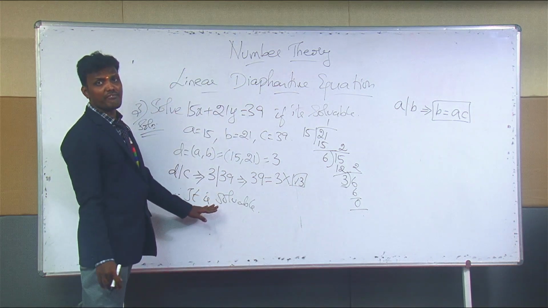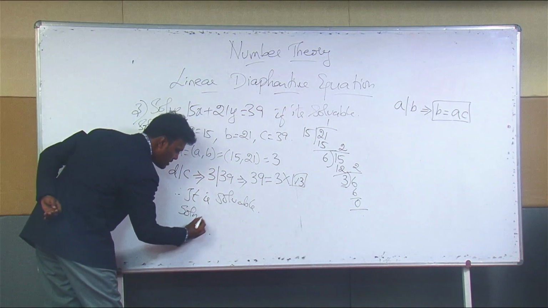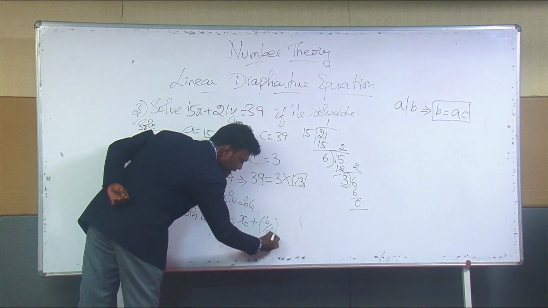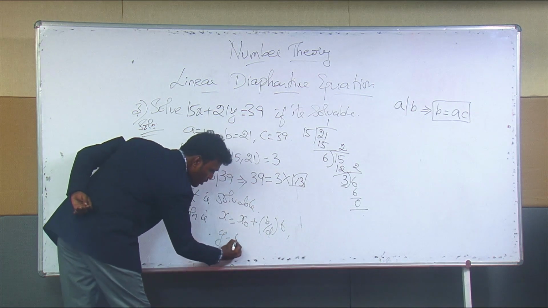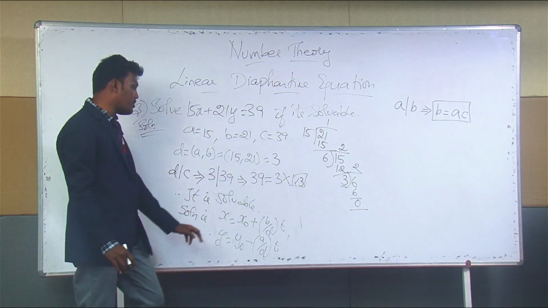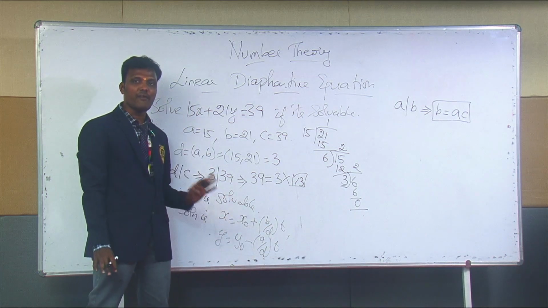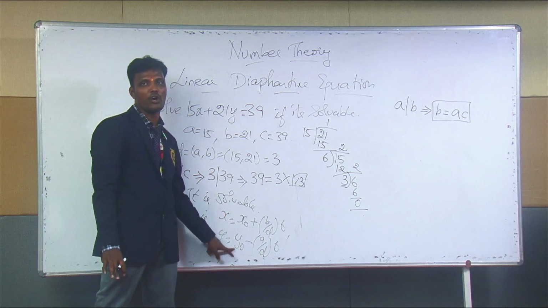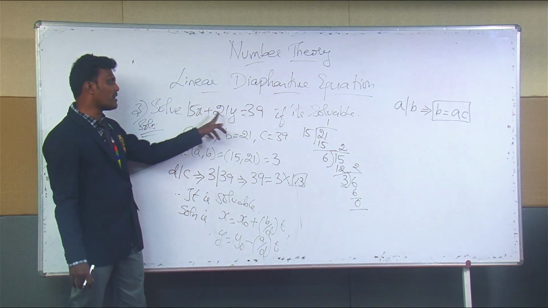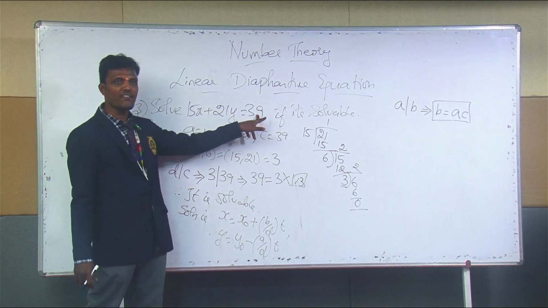If the linear Diophantine equation is solvable, then the solution exists. What will the solution be? The solution is x equals x naught plus b by d into t, y equals y naught minus a by d into t. We already know the values of a, b, d, and t belongs to Z. So simply we have to find x naught and y naught. It is very different from the other problem, because if you substitute 1 directly, you cannot get the value 39.